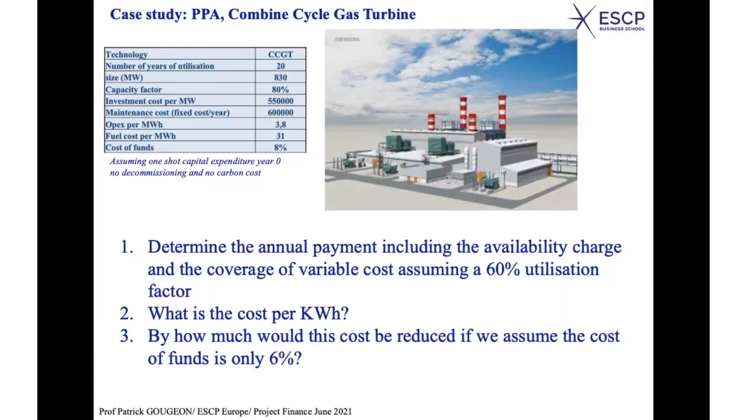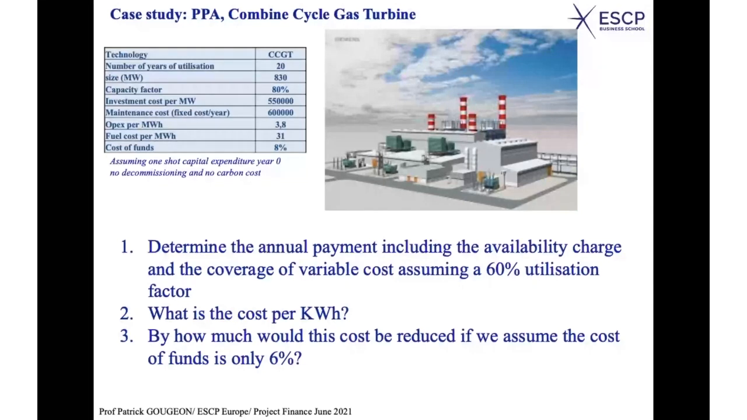So since you have 830 megawatt, you can use this norm to calculate the total investment. You have a maintenance cost, which is usually scheduled for safety reasons. You know, you have planned maintenance, so they are usually well known. It's a fixed cost for the year, which we think would be around 600,000. What are the operating expenses per megawatt hour? 3.8. Okay. The fuel cost per megawatt hour would be 31. Okay. And the cost of funds, let's assume it is 8%.